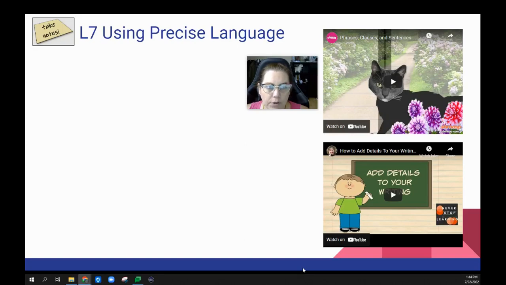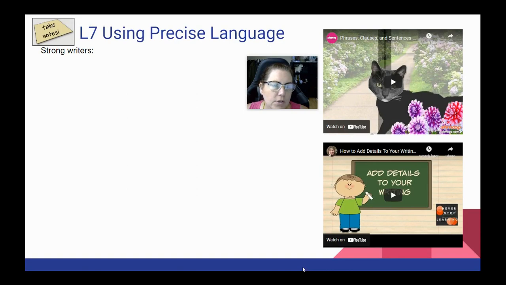Okay, for lesson 7, you're going to start talking about using precise language. So remember that strong writers will choose words that are accurate for what they are trying to convey. Remember that authors have specific tones when they write, and you want to make sure that you're choosing words that convey that tone. So be clear, exact, and appropriate.